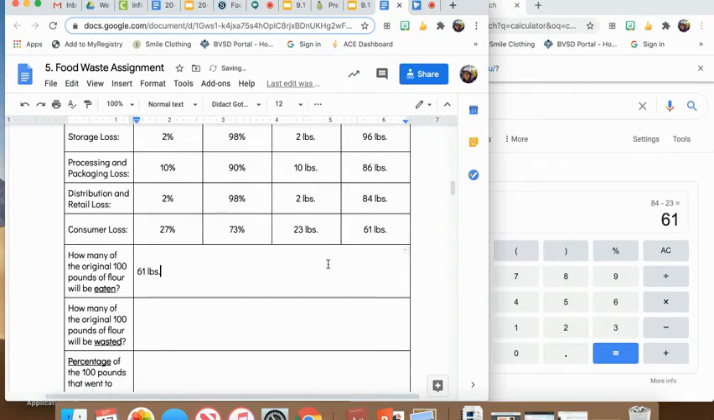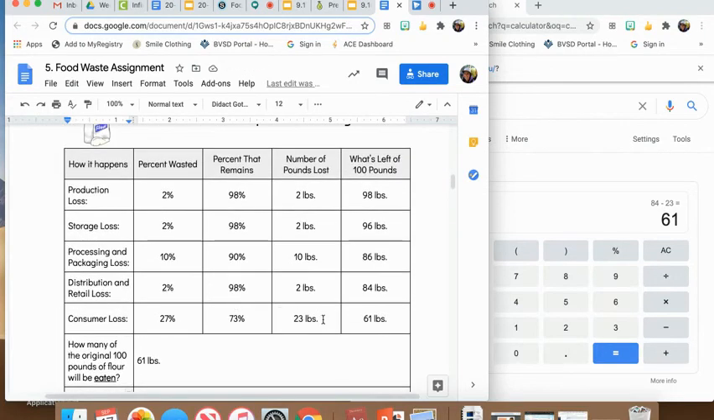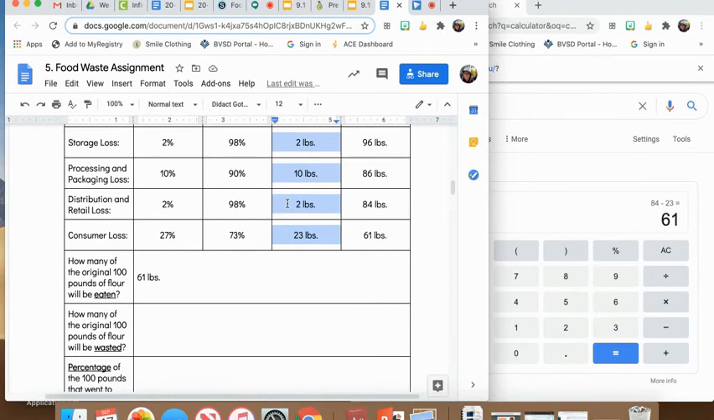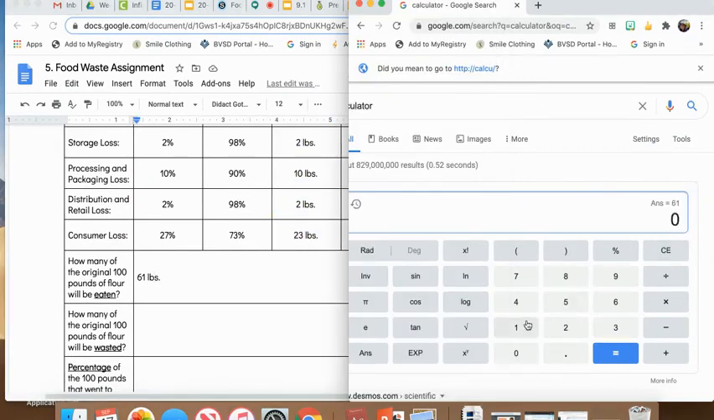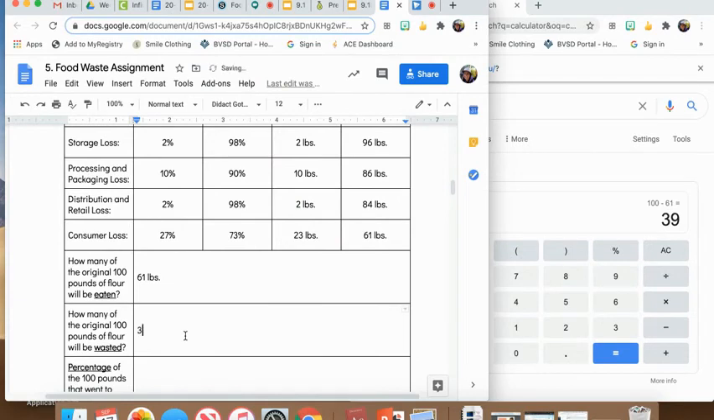The rest was wasted. How many of the original 100 pounds of flour will be wasted? You can solve this one of 2 ways. You could add up all of the values in the number of pounds lost column, or you could just do 100 minus 61 since that's what we started with. So 100 minus 61 is 39. So that means 39 pounds of flour were wasted.